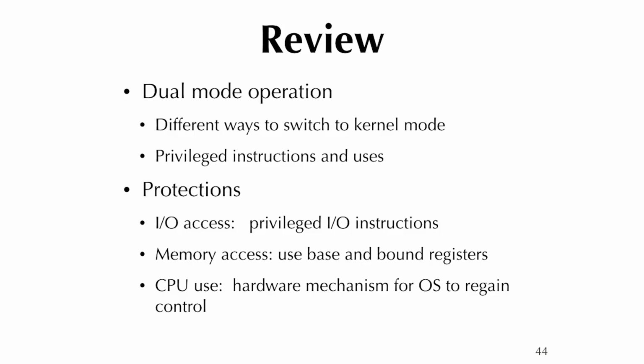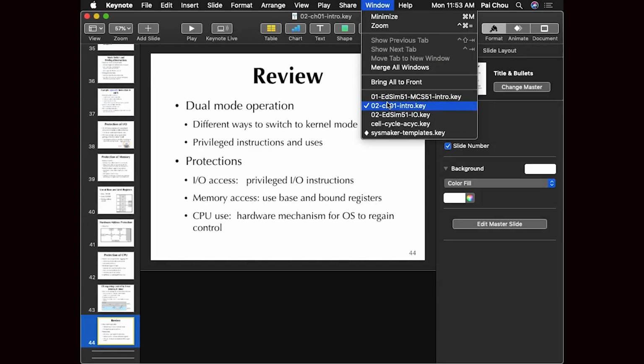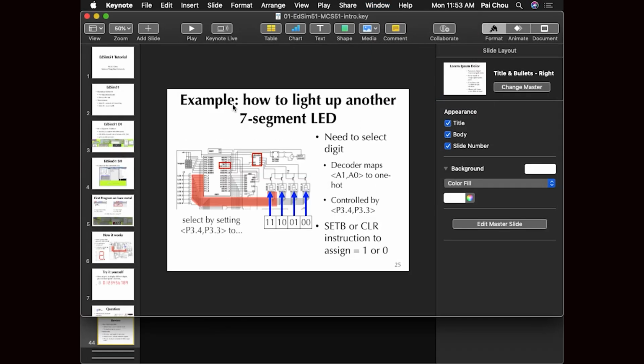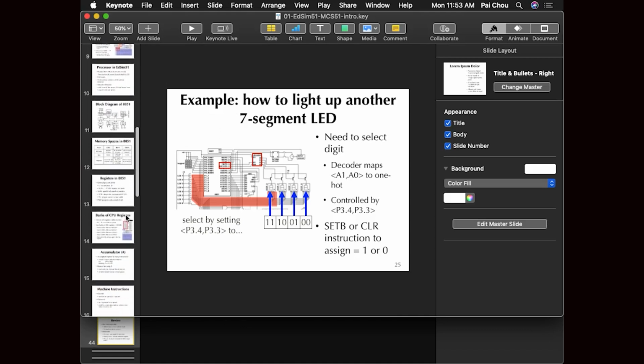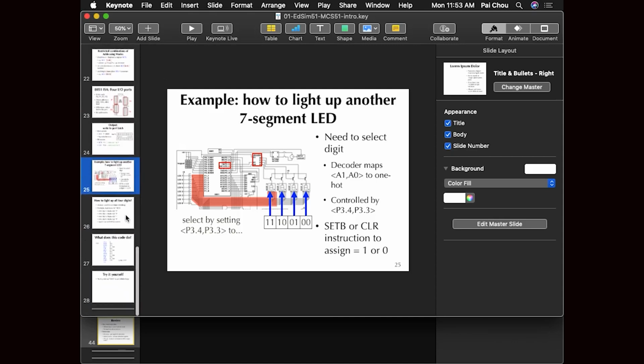And CPU use is protected by the use of timer interrupts, which can interrupt user code even if they don't make any requests. It forces them to surrender control. The OS can decide what to do and give other processes a chance to execute. Okay, so that is the quick overview of Chapter 1, and I'm going to continue with EdSim from last time. And this week, Wednesday, I have additional material to cover.